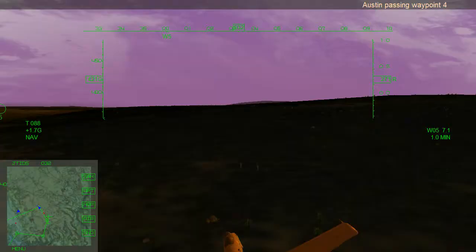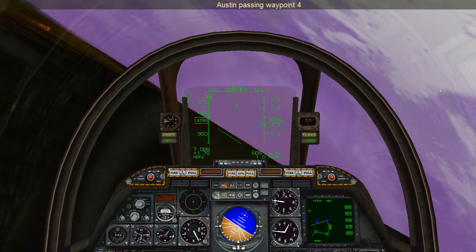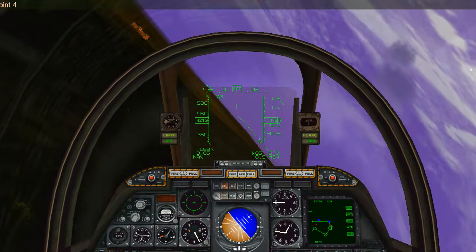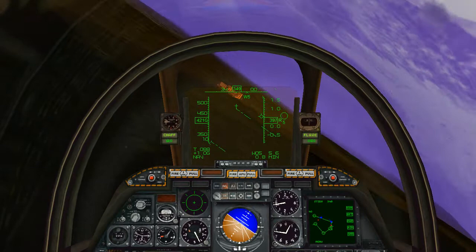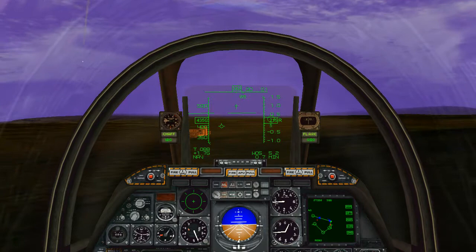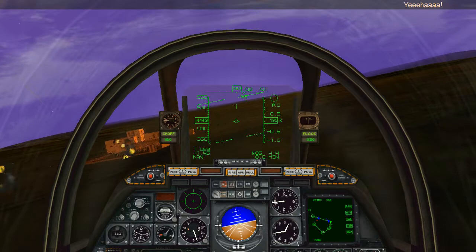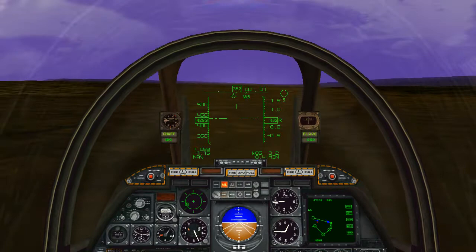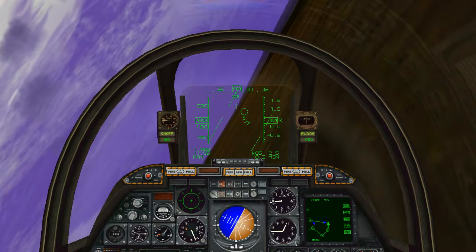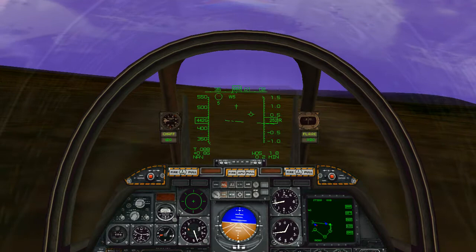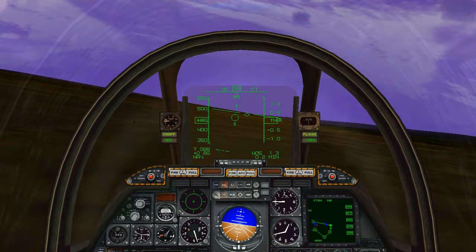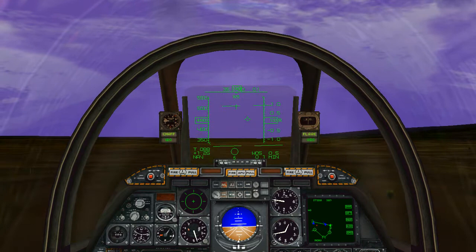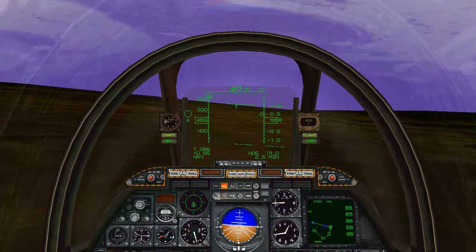Austin, passing waypoint 4. Austin, passing waypoint 5.